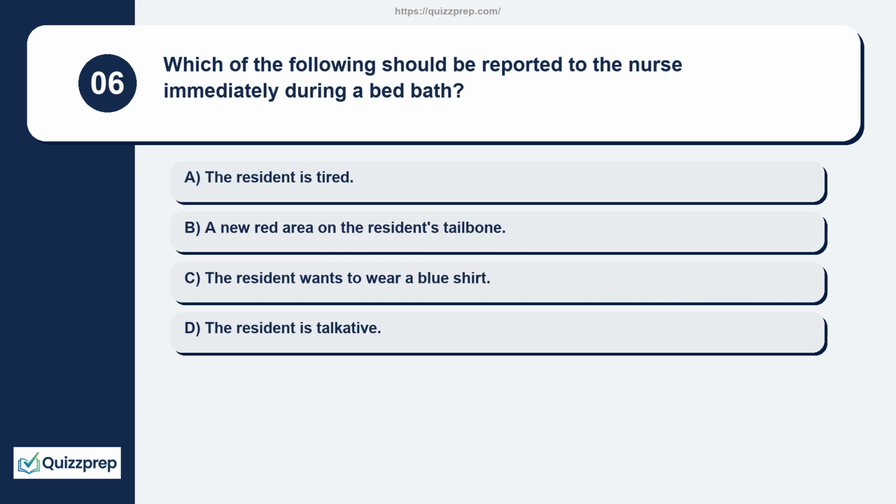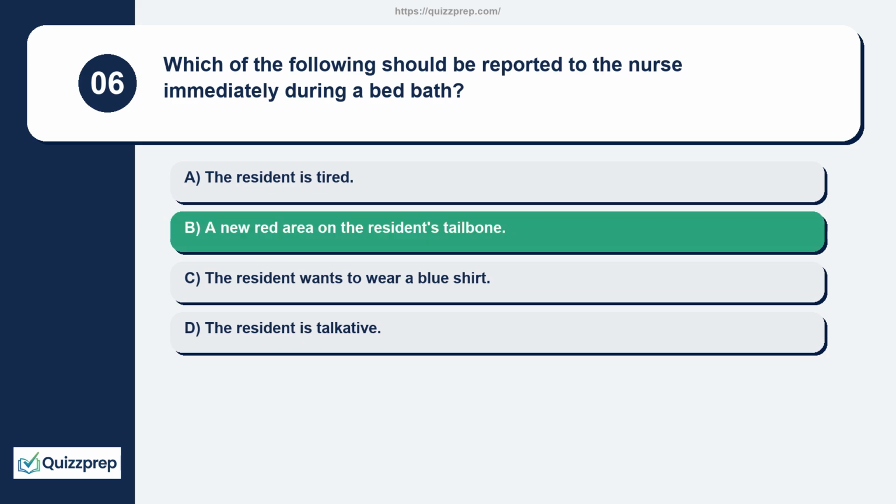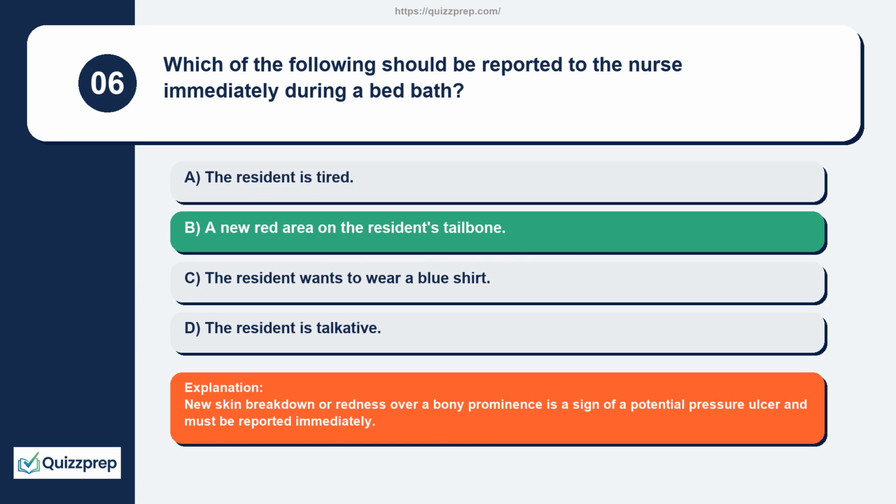Question 6. Which of the following should be reported to the nurse immediately during a bed bath? The resident is tired. A new red area on the resident's tailbone. The resident wants to wear a blue shirt. The resident is talkative. New skin breakdown or redness over a bony prominence is a sign of a potential pressure ulcer and must be reported immediately.